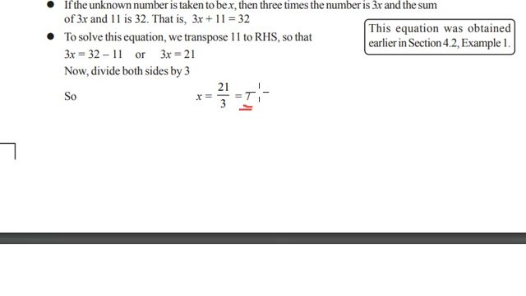Now let us plug this value into the equation. x is equal to 7. 3 times x is equal to 21, plus 11. 21 plus 11 is equal to 32. LHS is equal to RHS.